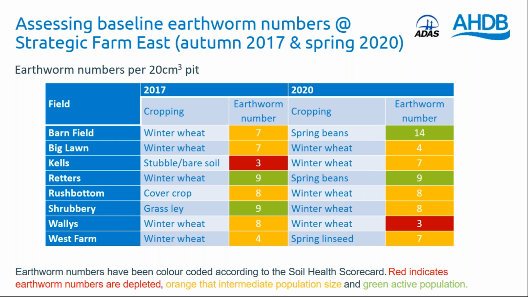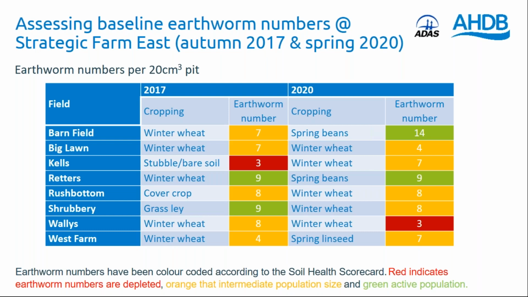We've got the numbers we counted in 2017, and then again the numbers we counted in 2020, coloured up according to those scorecard thresholds that I showed earlier. The thing to look at is the colouring, and for the majority of the fields, we saw no change or improvement, all bar one of the fields. For example, Barnfield at the very top has seen a really good improvement, a doubling in earthworm numbers.